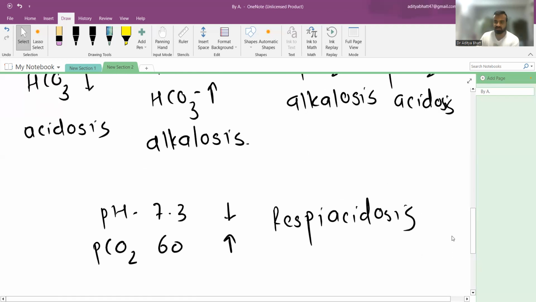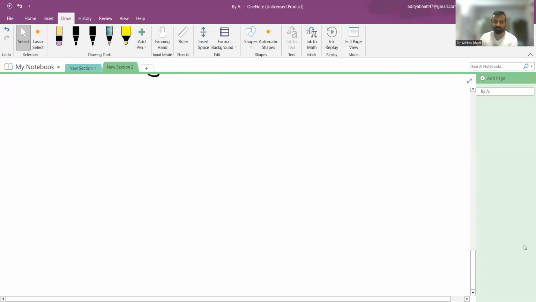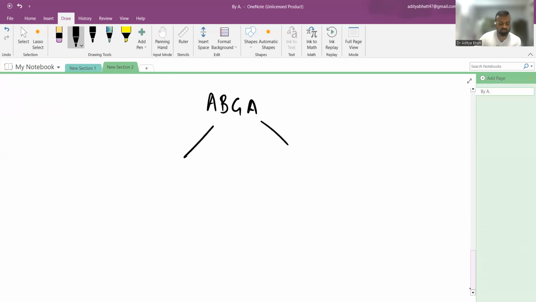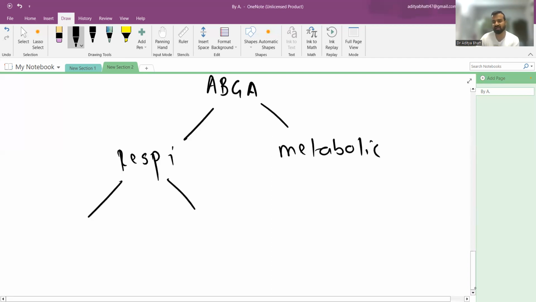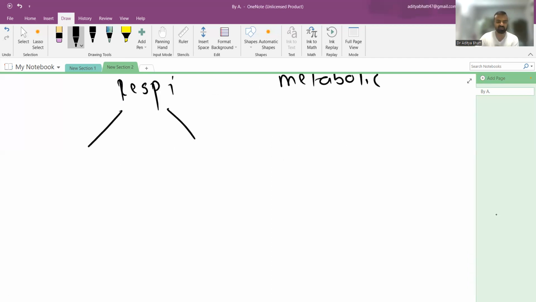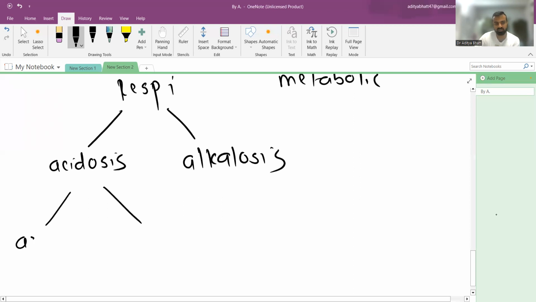Now the entire lecture is uploaded on the app, so you can go and watch it. But I'll show you the basics of how to see if the acidosis or alkalosis is compensated or not. Firstly, we will divide it into respiratory and metabolic. In the respiratory, again, we can divide it into acidosis and alkalosis, and further into acute condition and chronic condition. Why is it important, acute and chronic?